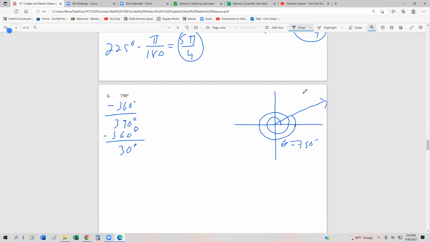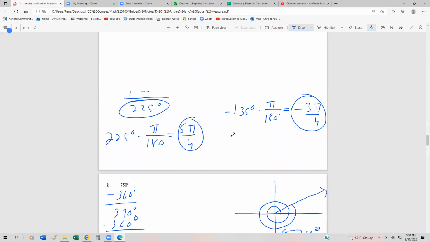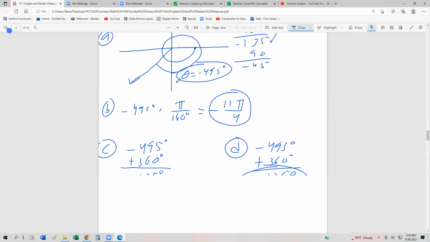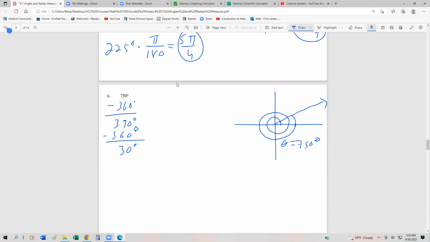So we just keep going around, subtracting 360 each time. All right, so that's pretty easy. Next thing that we're asked to do is to convert from degrees to radians. So this is A. For letter B, we just take 750 and multiply that by pi over 180, right?